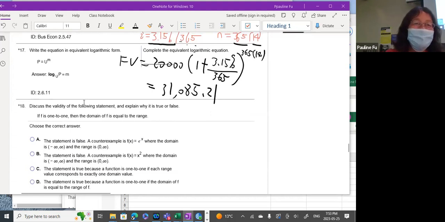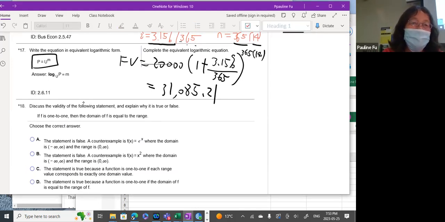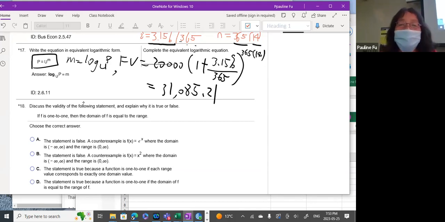Oh, okay, thank you. So question 17: write the equation in equivalent logarithm function. If you have p equal to u raised to power m, what is the logarithm function? So m would be log base u of p, okay? We practice this a lot at the beginning of class.